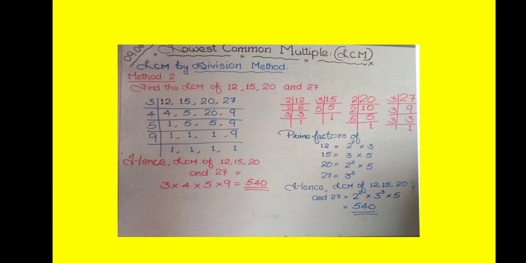If you use the prime factorization method, that means factorizing each number separately. 12 is factorized here, then 15, then 20 and 27. Here also we get the same answer, that is 540 as the LCM. I hope it is clear to you.